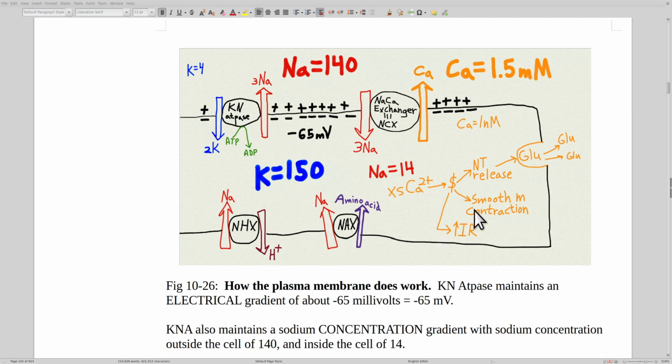If it's a smooth muscle cell, it'll contract. A vascular smooth muscle cell will contract and narrow the artery. If it's a brain cell, it'll release its neurotransmitter into the synaptic cleft, which then diffuses to the postsynaptic neuron and exerts an effect upon it. Okay?